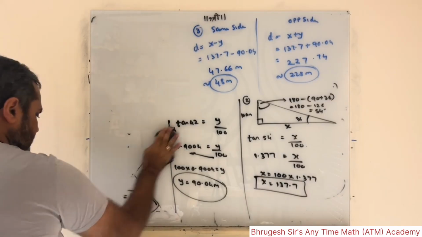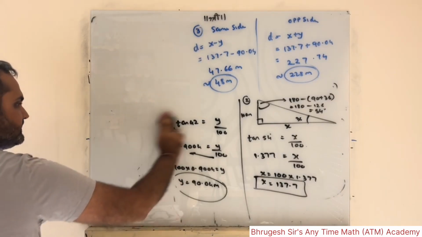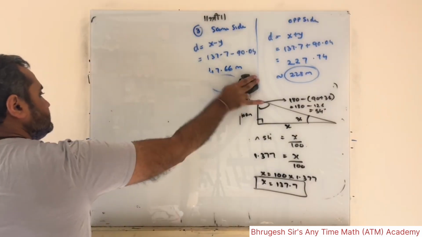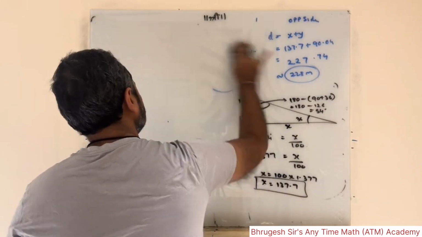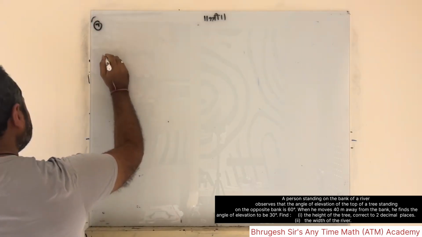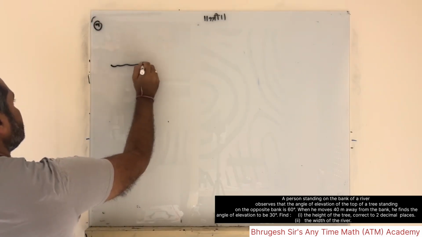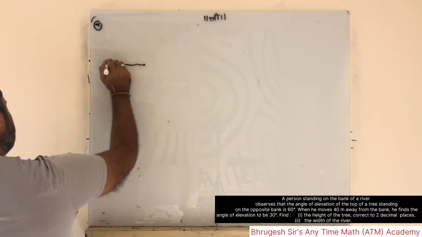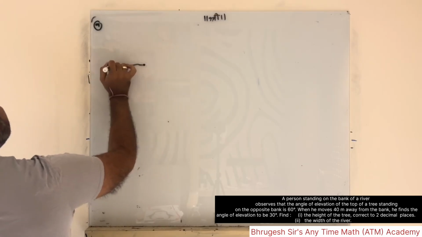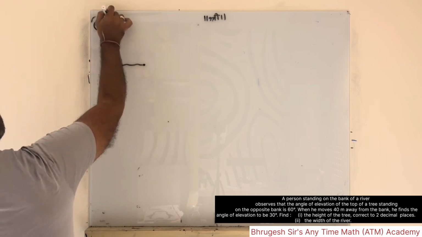Very important type. It has been regularly asked in exams. So please be careful. Don't miss out this type. Understand it. A person standing on the bank of the river. ये river है बेटा. ये bank of the river है. A person standing on the bank of the river observes the angle of elevation at the top of the tree. So this is my tree.